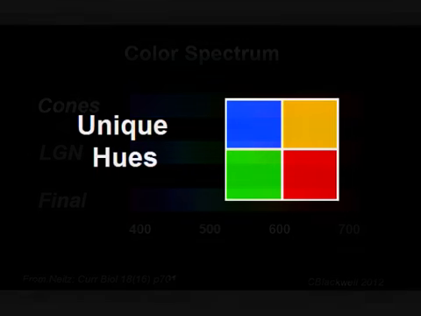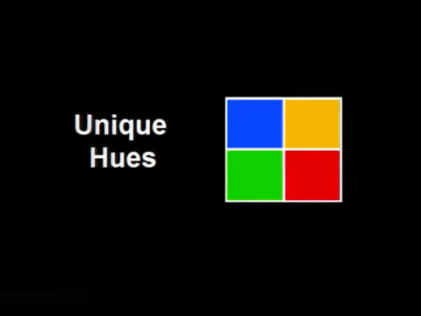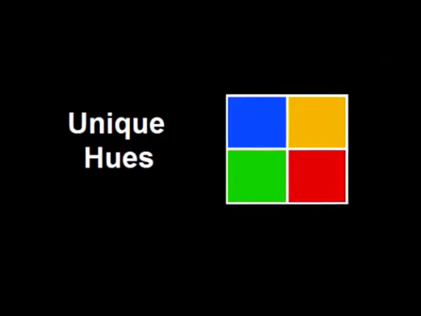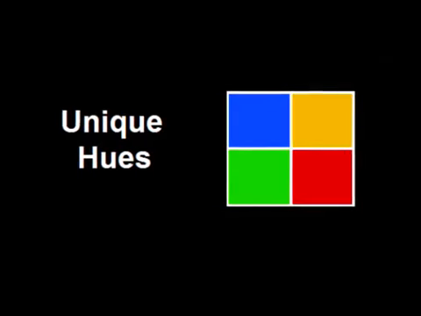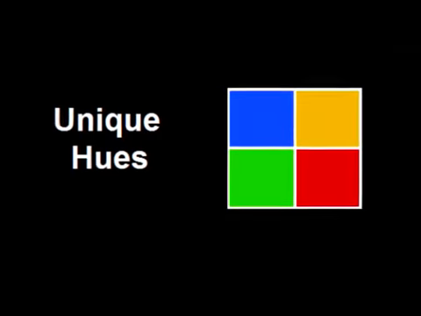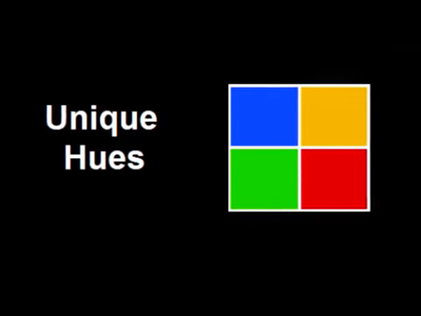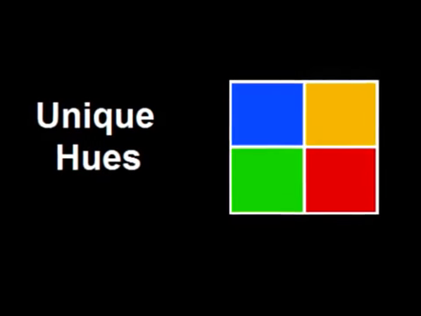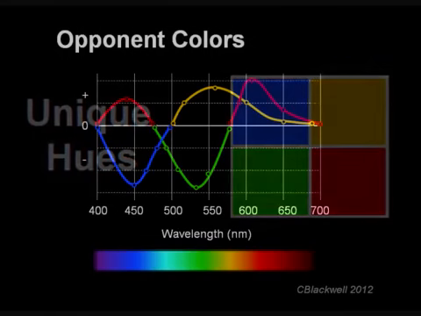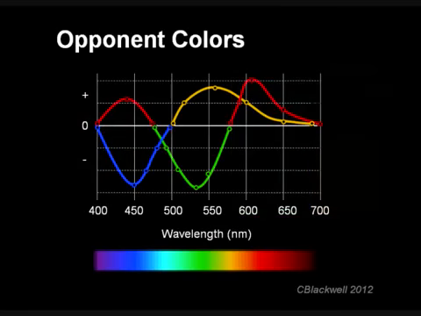We can't leave opponent colors without specifically recognizing the unique hues. For a long time, it has been recognized there are four psychologically elementary colors: blue, green, yellow, and red. They are unique in that they are pure, not seen as combinations of other colors. In theory, these colors occur where one channel is at its neutral point, leaving the other color channel unopposed.